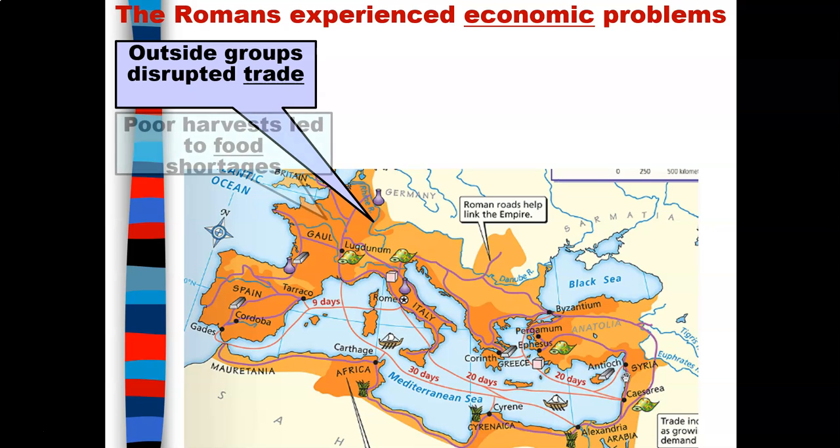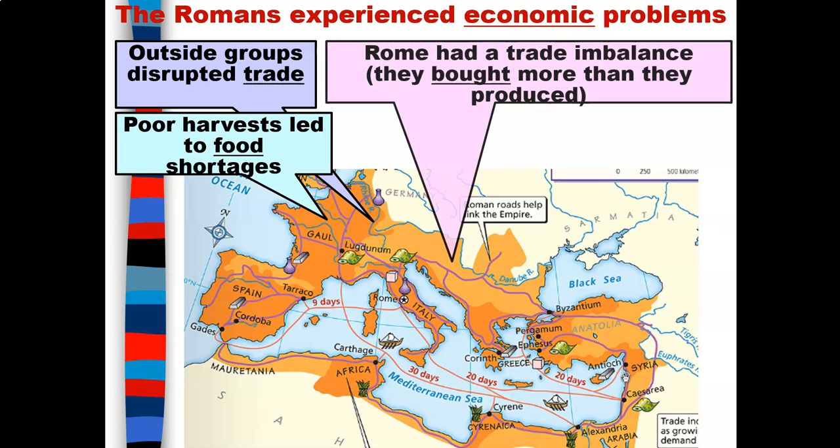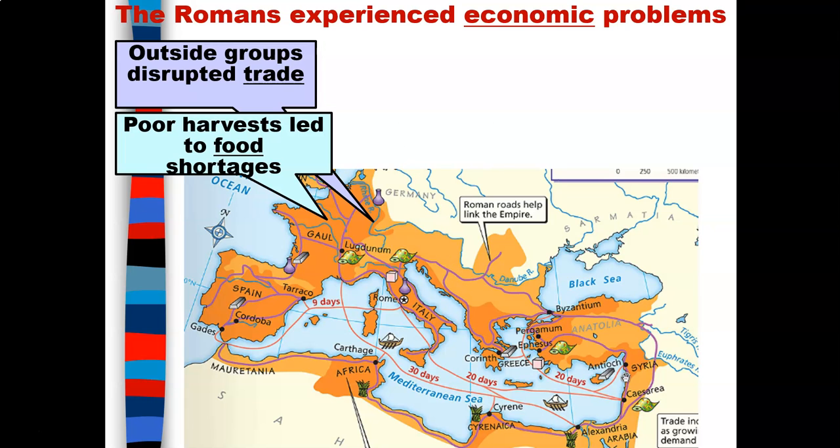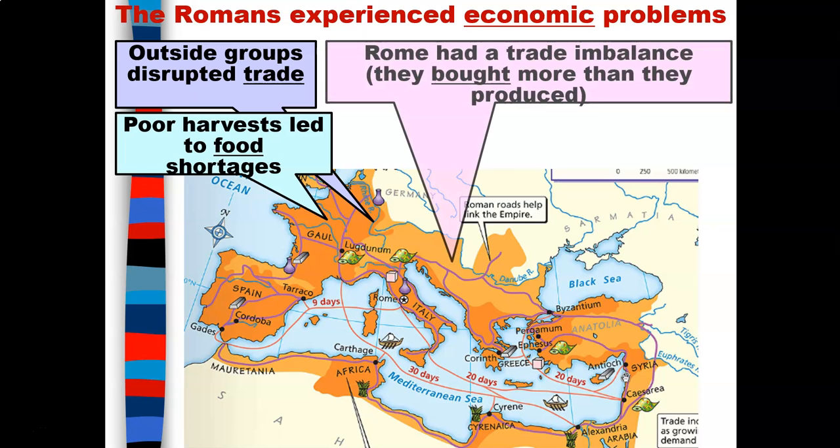Remember, Rome had a very unique trading network that brought a whole bunch of wealth. And obviously, there were some groups that disrupted that trade. In addition to outside groups disrupting trade, there were also poor harvests, which led to food shortages. So people were very unhappy because obviously they did not have food.